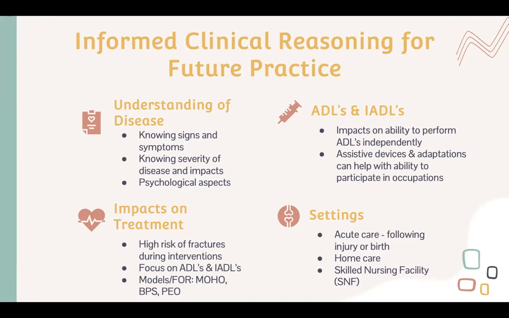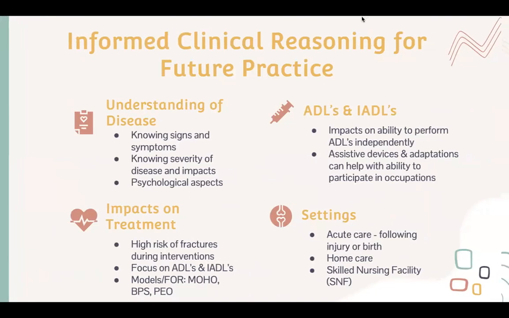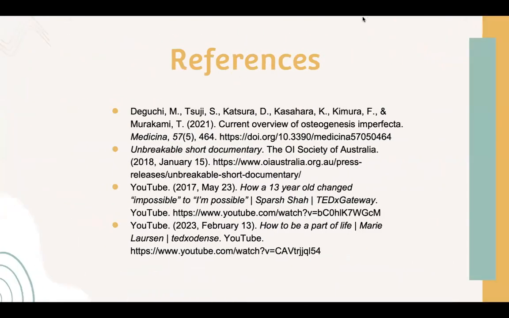Focusing on those ADLs, IADLs, and models or frames of reference to use would really be the MOHO, the biopsychosocial model, the PEO, person, environment, and occupations. Settings that you'll see these in most likely, I think, are going to be the acute care, home care, and skilled nursing facility. And these are my references.